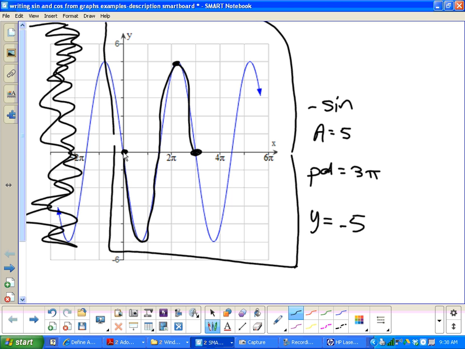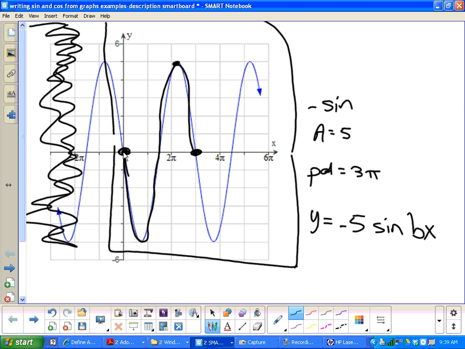-5. Now, we're not going to say plus or minus anymore, because if it started at the origin and it went down, that means it had to be negative sine. Since we know what the graph looks like, we don't have to say plus or minus anymore. We can say whether it's going to be positive or negative. So negative 5 times the sine. Now, what are we going to say? 3 pi x? No.